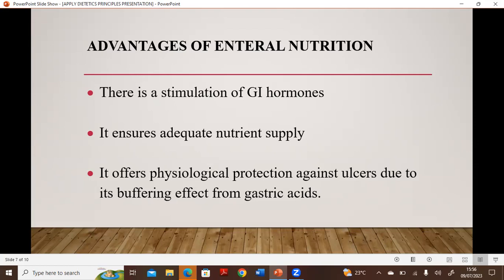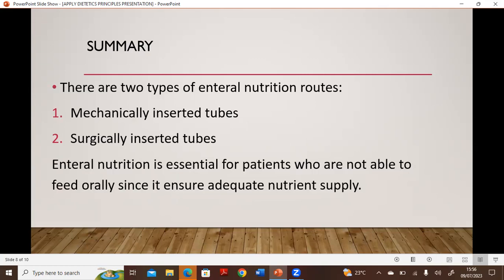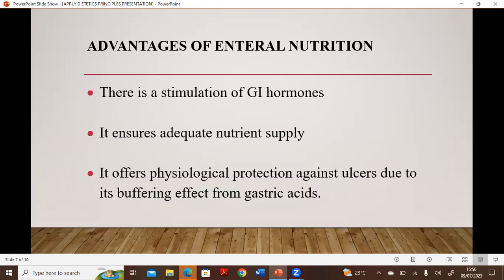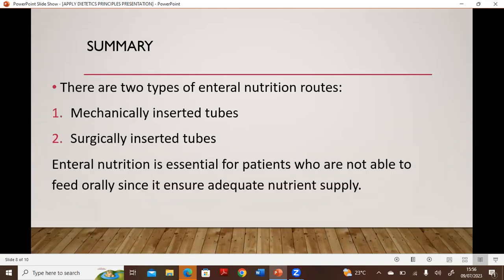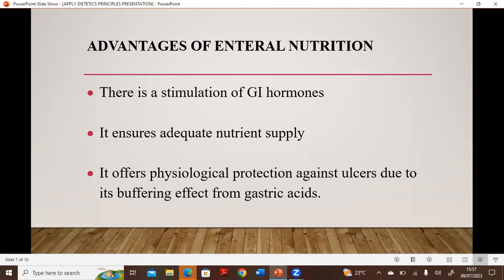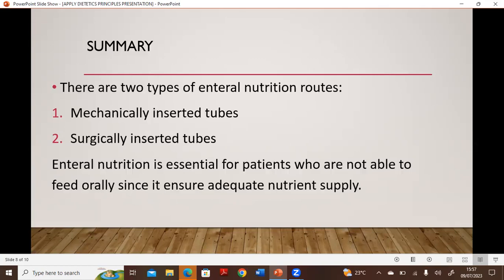So we are going to the summary bit of it. I'll request three of us to give us what they have learned and what they are taking home today. What have we learned today, yes, Faith? Enteral nutrition can be done both mechanically and surgically. Yeah, that is very correct. Enteral nutrition is done in two routes, the mechanically inserted tubes and the surgically inserted tubes.